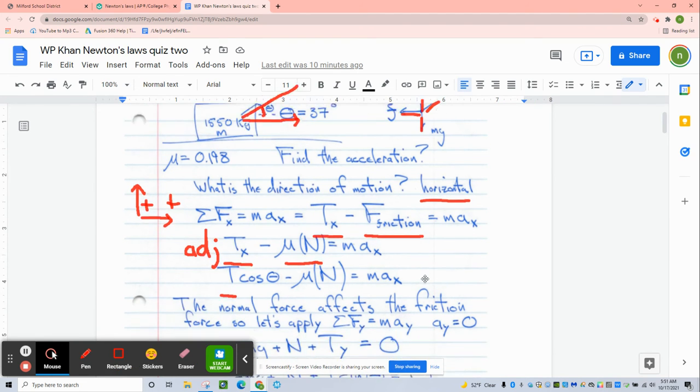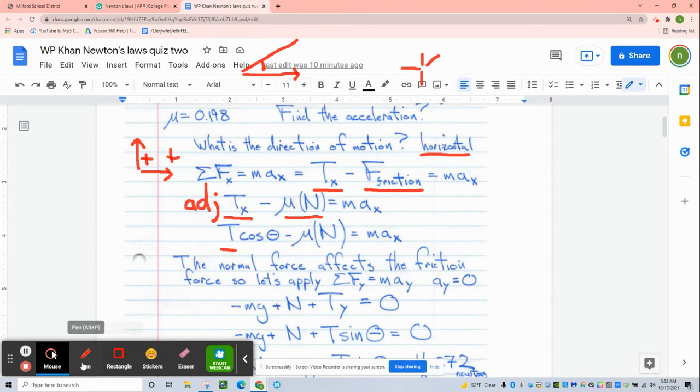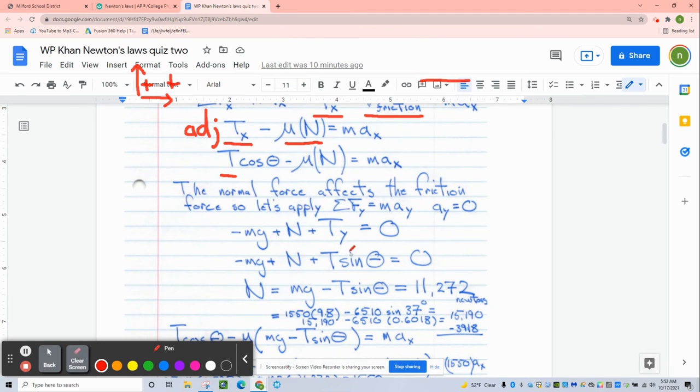And pardon my scrolling, we sort of hit a brick wall right here because we don't know the normal force. So we're going to have to go to the y direction. A vertical force affects the horizontal motion because the normal force affects the friction force. So we're going to take a little detour in the y direction. The sum of the forces in the y direction equals the mass multiplied by the acceleration in the y direction, except there is no acceleration in the y direction. So we're in vertical equilibrium here.